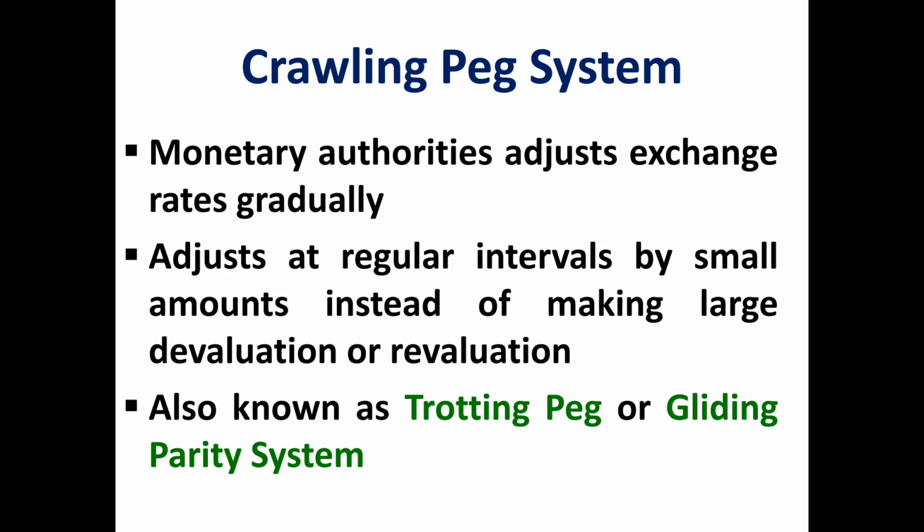Crawling peg system. In the crawling peg exchange rate system, the monetary authority will intervene at regular intervals by making small changes or small interventions. That is why it's sometimes also called a gliding parity system or trotting peg system. Monetary authority adjusts at regular intervals by small amounts, which avoids the possibility of making large devaluation or revaluation. So there is a gradual adjustment in the case of crawling peg system.